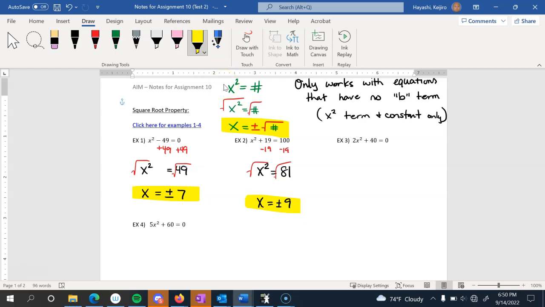I mean, it's still possible to do this with factoring. For example, you could have subtracted 100 from both sides, gotten 8x squared minus 81, factor that into x plus 9, x minus 9. But in some situations, something like this is faster than factoring a difference of two squares and setting each factor equal to 0.